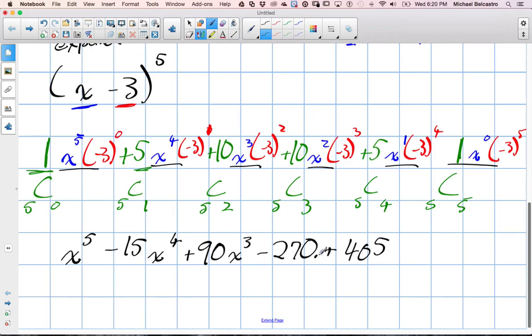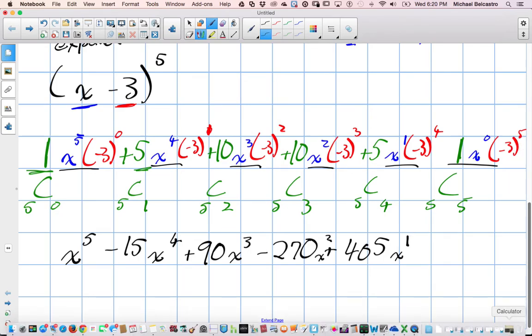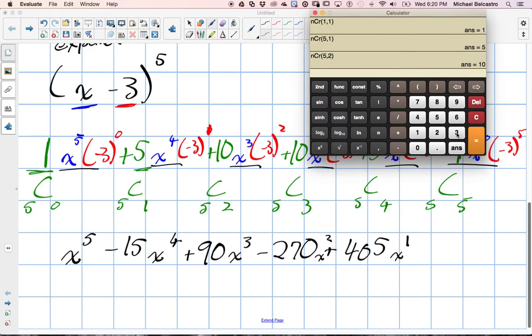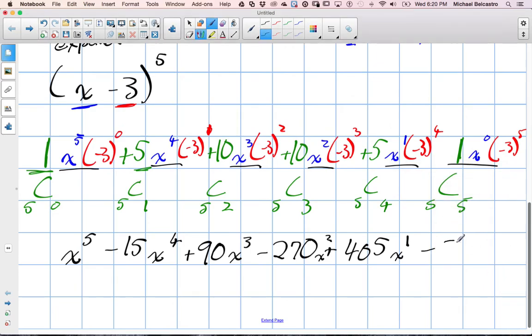And sorry, this should be x to the power of 2, x to the power of 1. And negative 3 to the power of 5, I don't know what that is. I know it's going to be negative, so 3 to the power of 5, it would be negative 243.